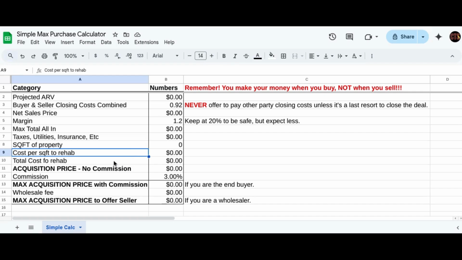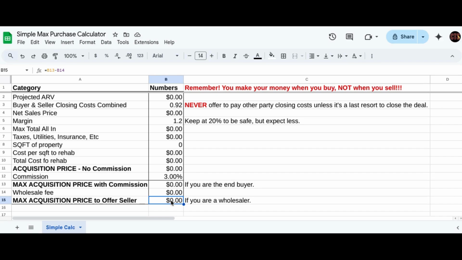So from there, you're going to get your total cost to rehab. Then you're going to have your acquisition price with no commission involved. Then you're going to have the commission percentage, which can change, whatever it is. Then you're going to have your max acquisition price with the commission. If you're a wholesaler, you need to put in whatever your wholesaling fee is going to be. And then you're going to have your max acquisition price to offer the seller. Now, obviously, you're not going to start from the max. You're going to need to be below, but at least this way, you know the absolute max you can pay. And it's not that hard, okay?